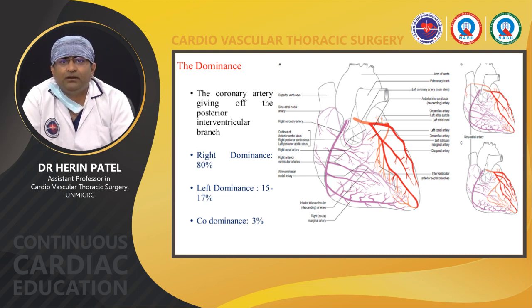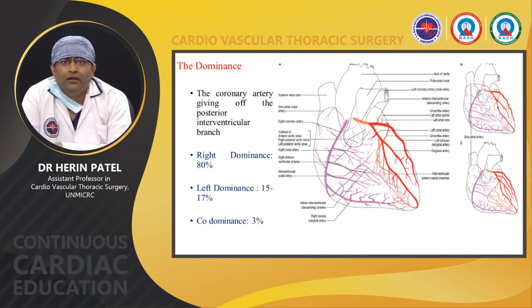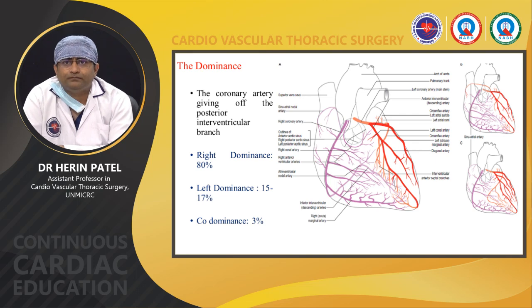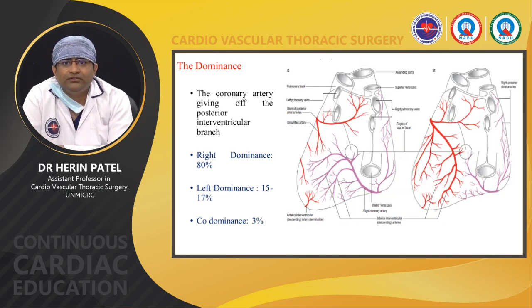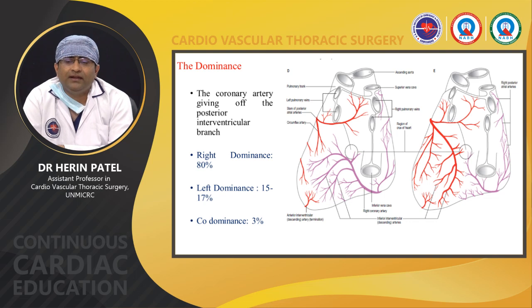Now you see the purple color showing the territory supplied by the right coronary artery, and the red color showing the territory supplied by the left coronary artery. Here you see right-side dominance, as the posterior interventricular artery is supplied by the right coronary artery. On the other side, you see the posterior interventricular artery arising from the left anterior descending artery.